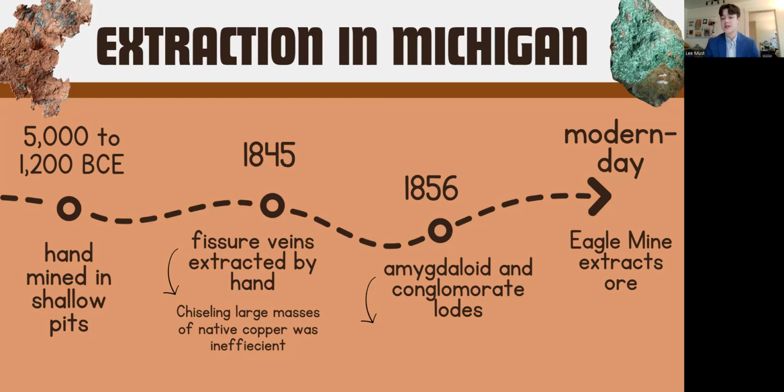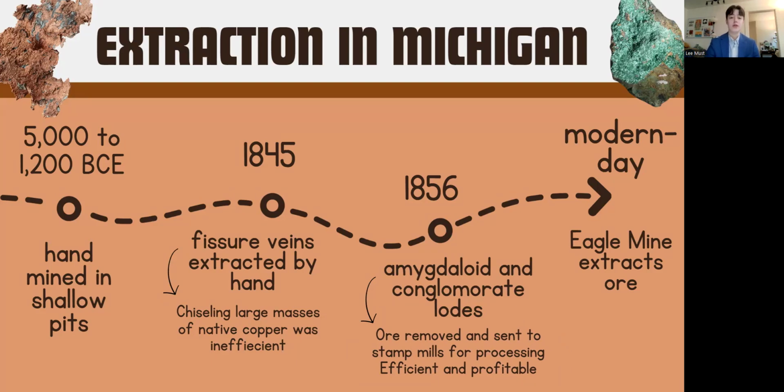So then in 1856, industrialization occurred. Capital came in and established mining companies, which shifted away from the tricky native copper and toward the amygdaloid and conglomerate lodes. They dug into the earth in tunnels to remove the ore and send it to stamp mills to be processed. This mining was efficient and profitable, despite the fact that they were mining the less pure copper, and it led to copper production in the Keweenaw region peaking in 1870, where it was providing half of the United States' copper. And now in the modern day, mines such as the Eagle Mine continue to extract ore underground.